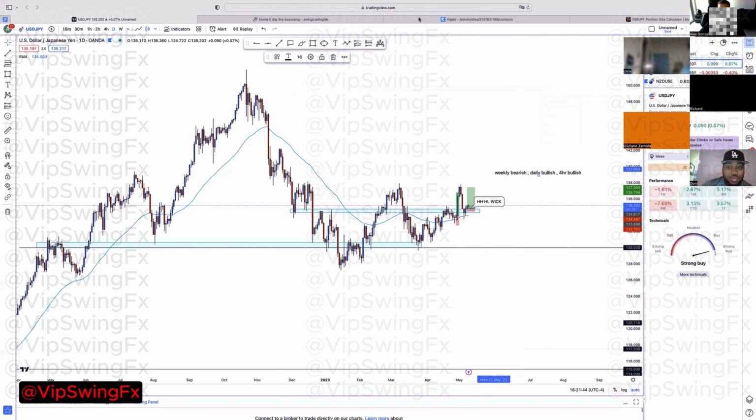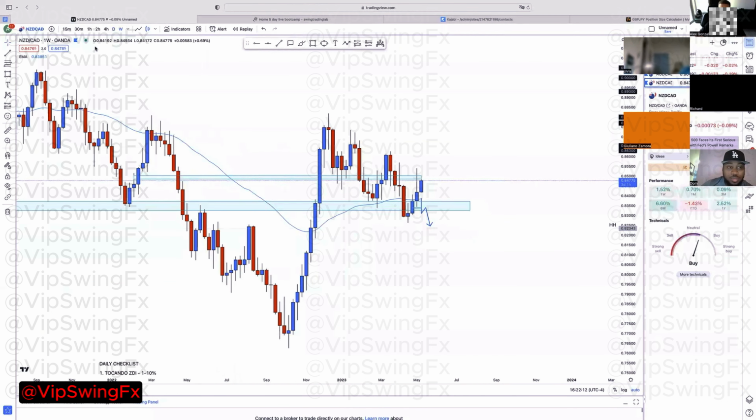Okay, so this pair right here, you guys can see my screen, right? You guys can see NZD CAD. Type 1 if yes, type 2 if no. All right, perfect. So I want you guys to tell me whether we are bullish or bearish, right?